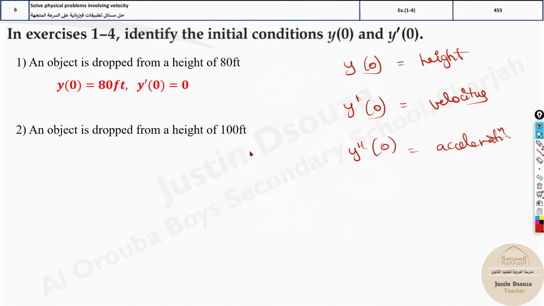What about over here? An object is dropped from a height of 100 feet. So the height is 100 feet. That is y of 0, y of 0 is 100. The velocity is not mentioned, so it's 0.